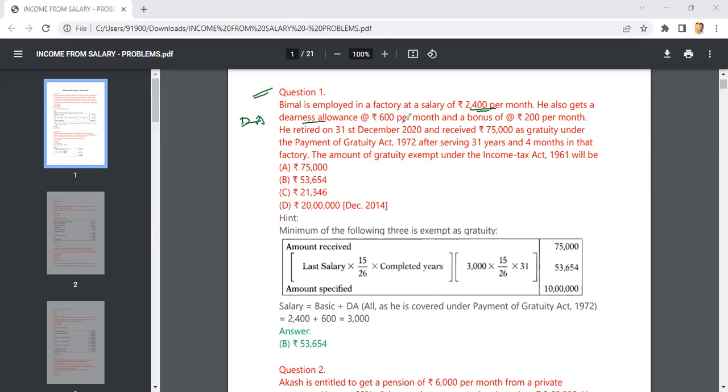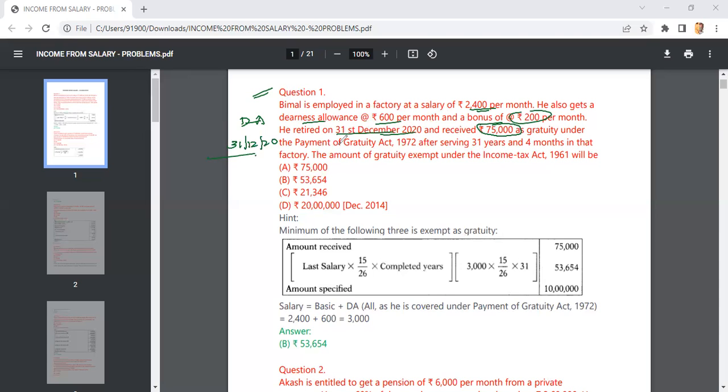So DA is 600 per month and he's getting a bonus of 200 per month, and he is going to retire on 31st December 2020. That is his retirement date. When he's retiring, he's receiving a gratuity of 75,000 under the Payment of Gratuity Act.